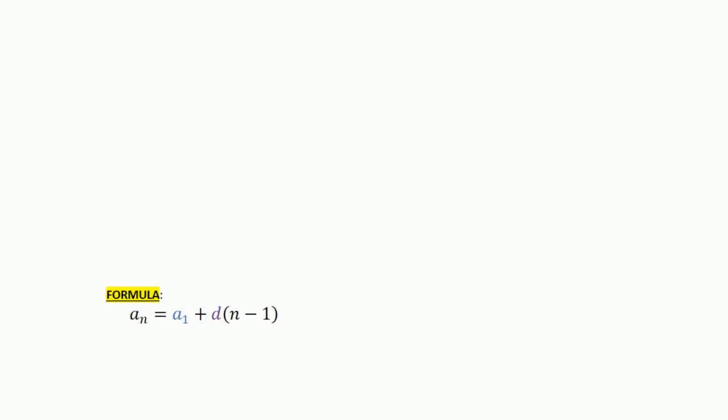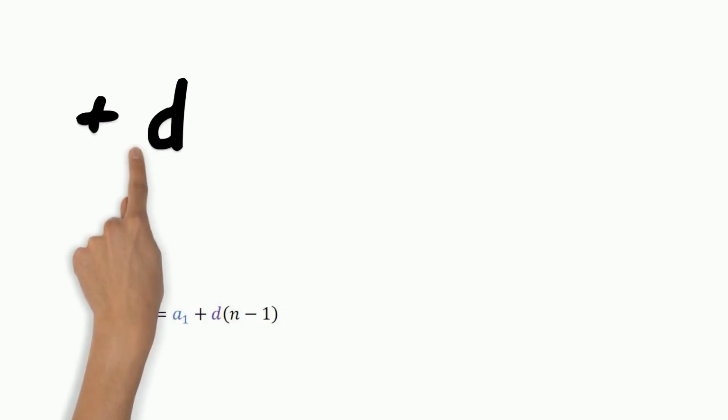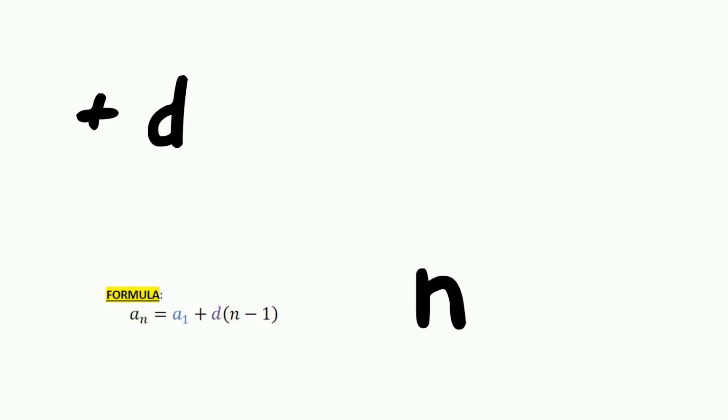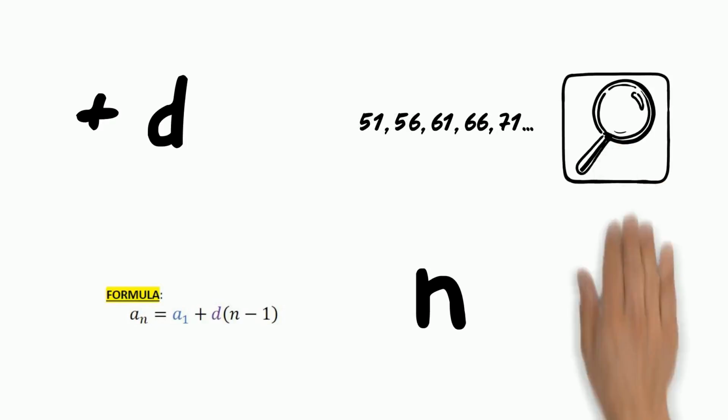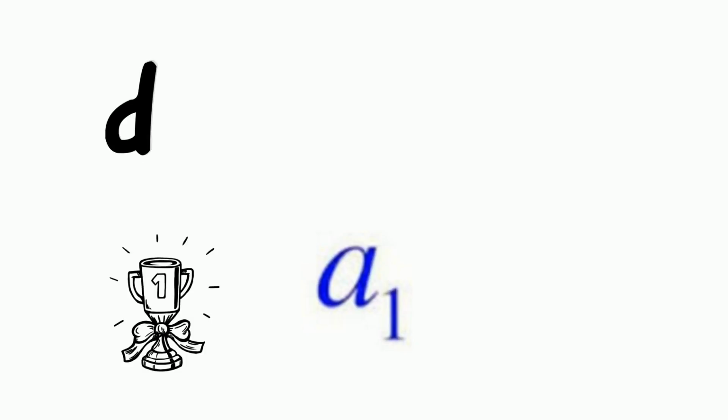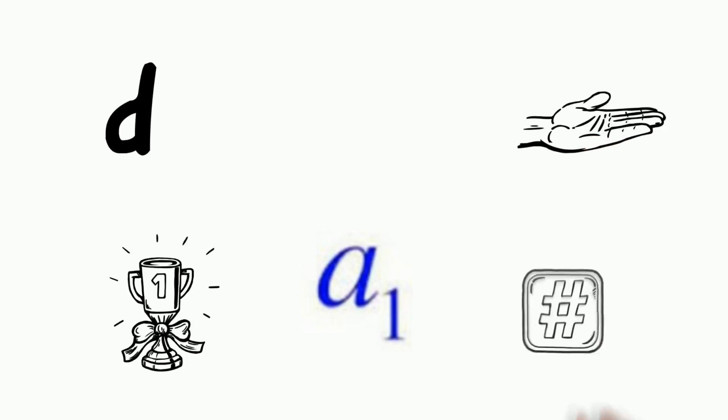The explicit formula is stated as a sub n equals a sub 1 plus d times n minus 1. n is the number in the sequence that we are looking for. a sub 1 is the first number. d is the common difference that is used to get from one number to the next.